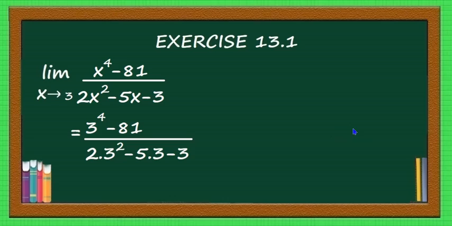And simplifying, 3 to the power 4 is 81. 81 minus 81 is 0. And 3 square is 9, 9 twos are 18, 18 minus 18 again is equal to 0. 0 by 0 form. It is an indeterminate form. And when x equal to 3, both numerator and denominator are 0.